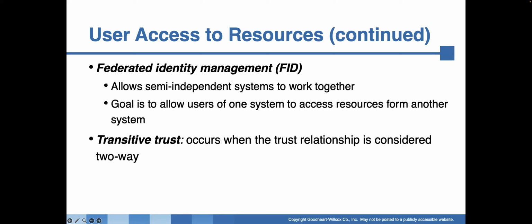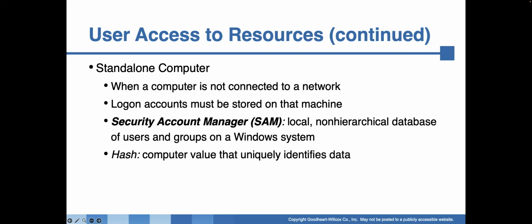Transitive trust occurs when the trust relationship is considered two-way. Standalone computer: when a computer is not connected to the network, the login account must be stored on the machine, and that login account is stored in the SAM, which is the Security Account Manager. SAM is the local non-hierarchical database of users and groups on the local Windows system.